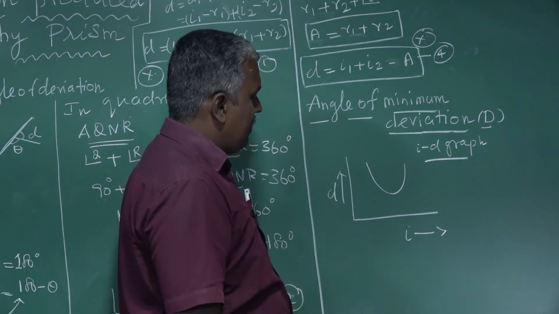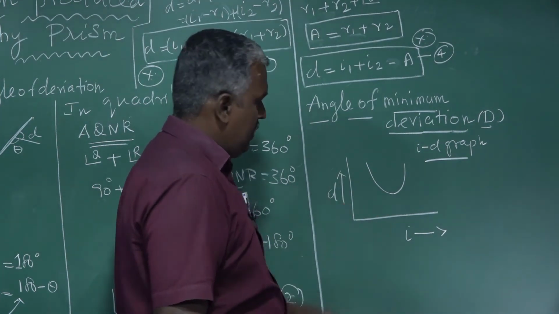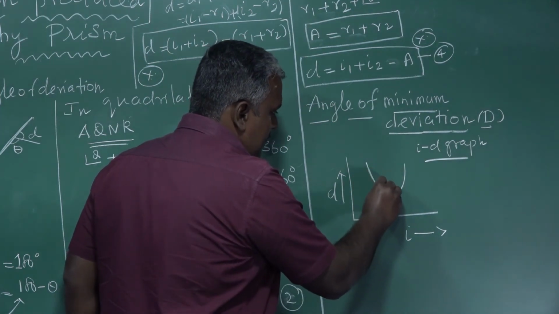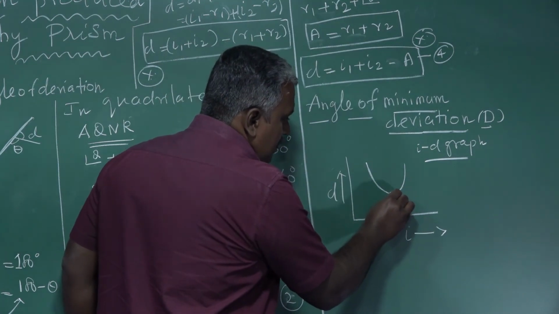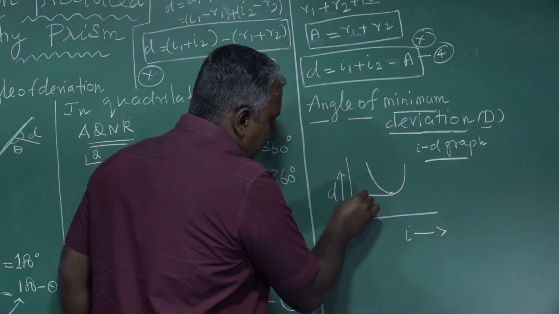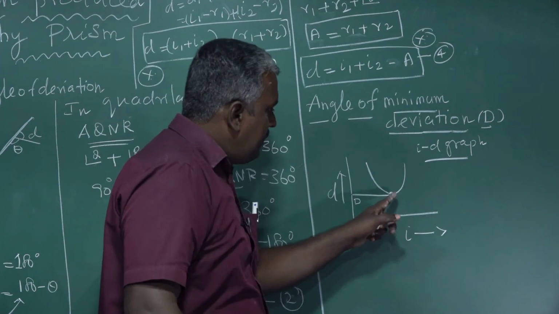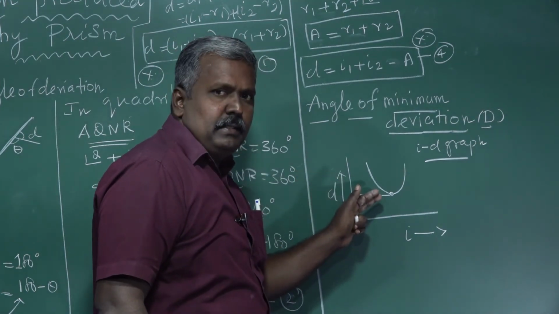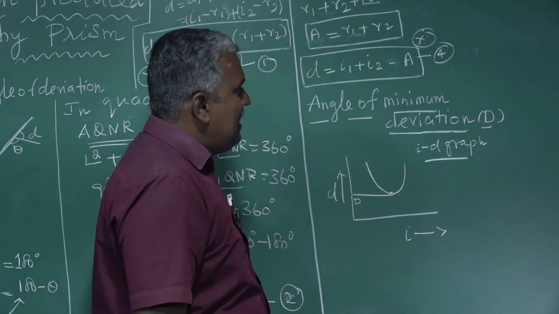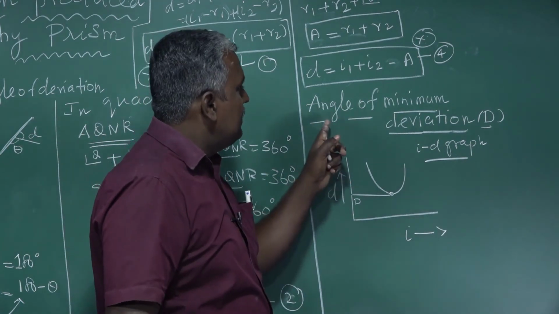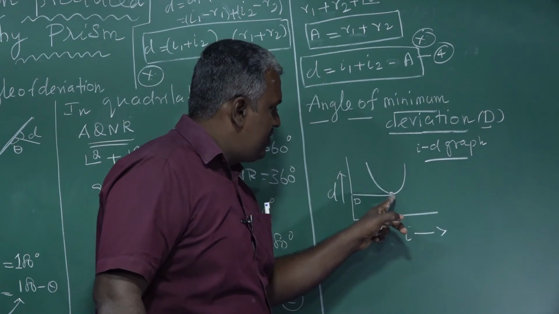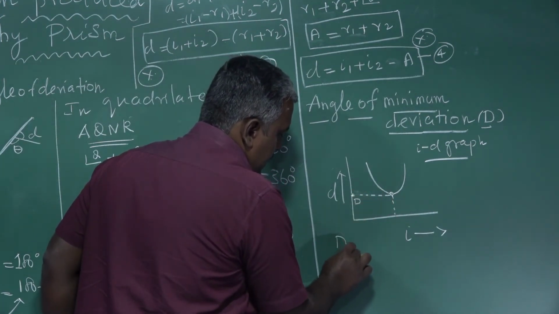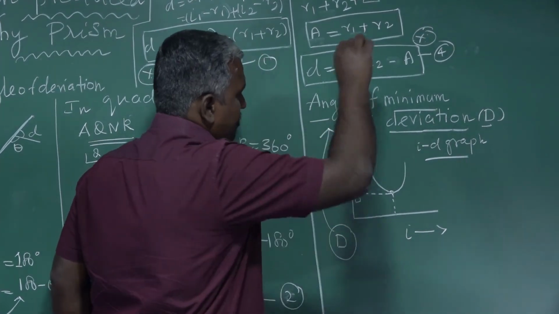You can give the explanation with the help of this diagram. When we increase the angle of incidence gradually, the angle of deviation decreases and reaches a minimum value, capital D, and then increases. That minimum value is called the angle of minimum deviation. After reaching this point, it increases again. So this is called capital D, angle of minimum deviation.